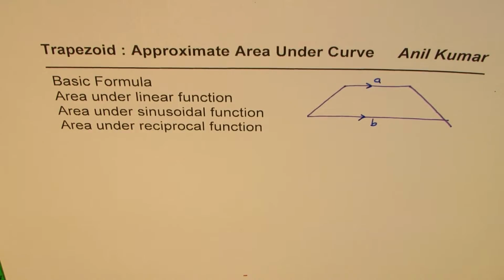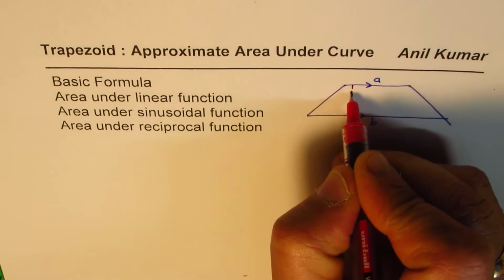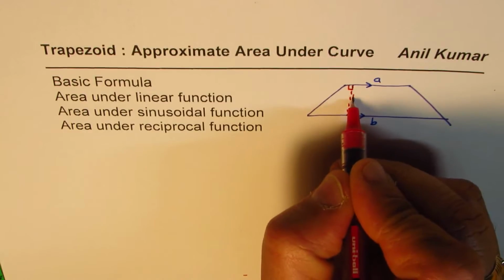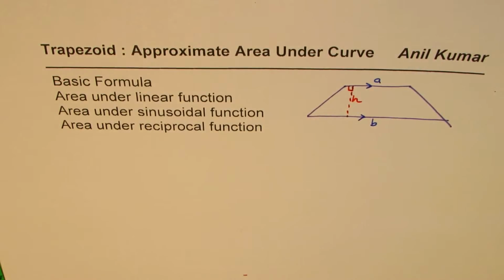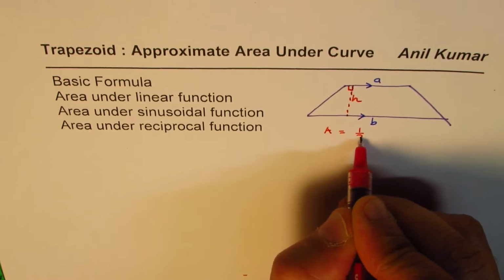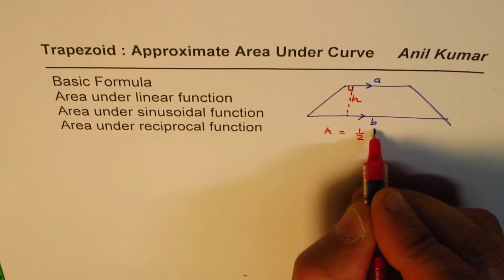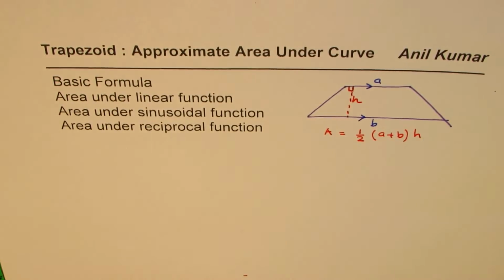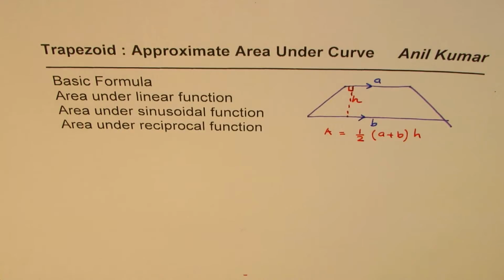Now, height of this trapezoid is h. So height is actually the distance between the parallel sides, right? So it is perpendicular or the shortest distance between the parallel sides. Area of trapezoid is equal to half the sum of these two parallel sides, say A plus B, times height. So that's the area. Now, it has a very simple proof which we can give you right here in a minute.